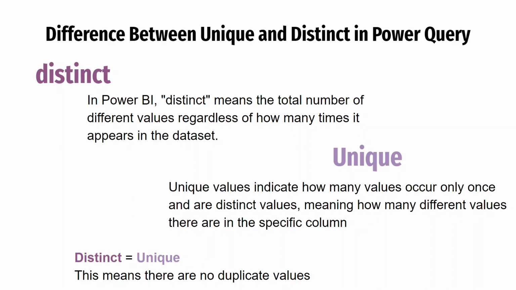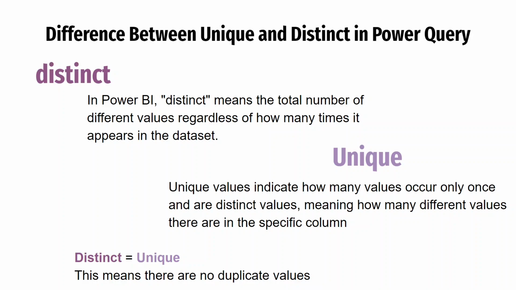And then what if you're talking about unique? In this case, unique values indicate how many values occur only once and are distinct. So it's distinct and occurs only once. Let's say that in the list of names I mentioned, we also add Thomas, and Thomas appears only once. Thomas will be unique, because he appears only once and is also a distinct name. So if the number of distinct values equals the number of unique values, then there are no duplicates in the data set. But if distinct is not equal to unique, then there are duplicates in the data set. So that's one way you can think of it.